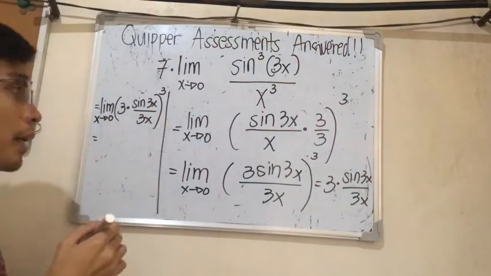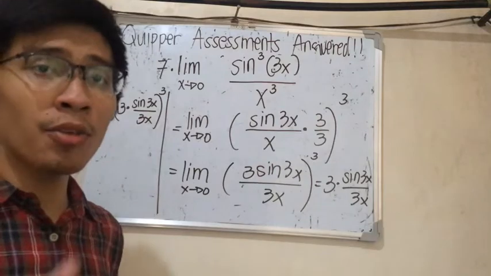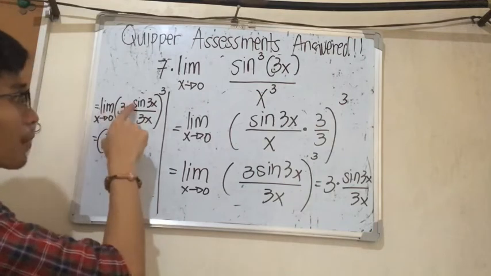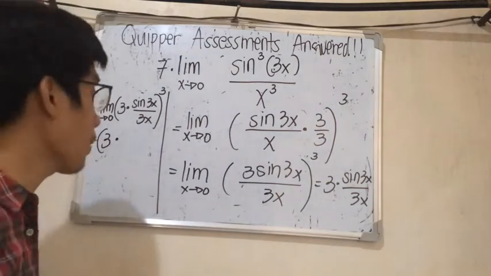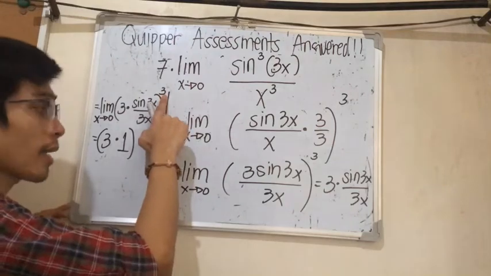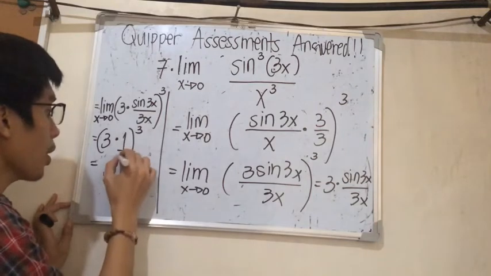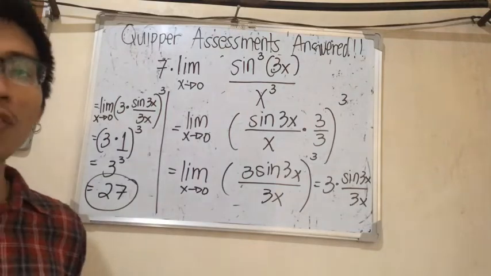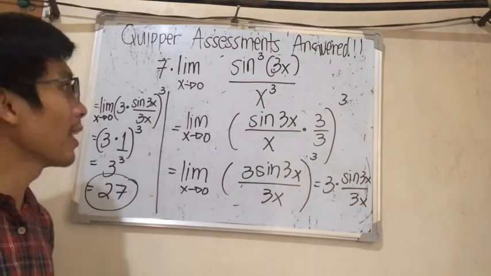So let's try to find the limit. What is the limit of 3 as x approaches 0? Very good. That is 3, using the constant rule. What is the limit of sine 3x over 3x as x approaches 0? Yes, that is the special limit theorem, and that is equal to 1. And we still have the power outside our function. So 3 times 1, that is 3, cubed. And 3 cubed, that is 27. Therefore, the limit of this function is 27. Did you get it right? That's great. Continue practicing.